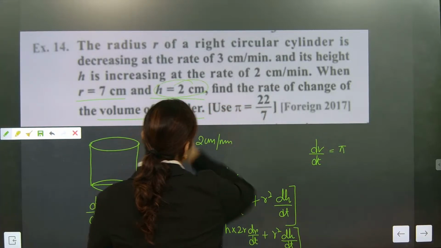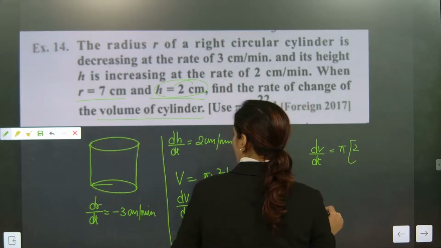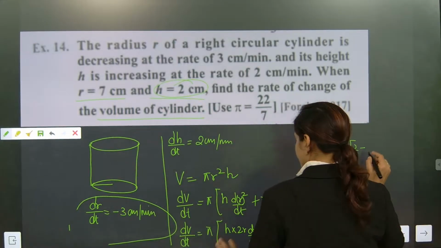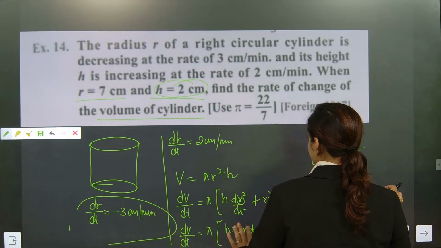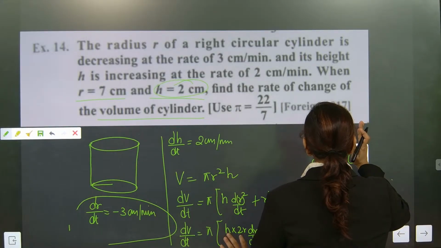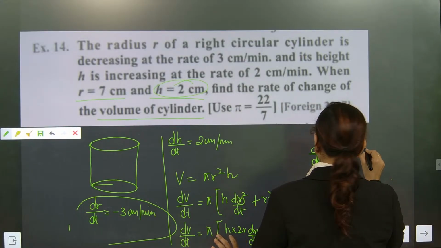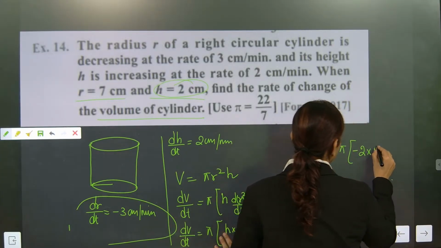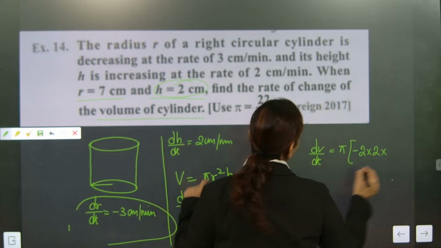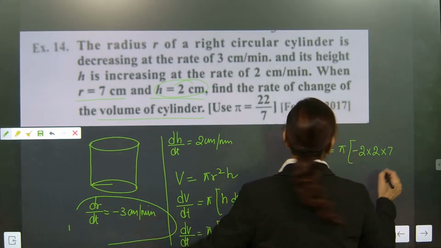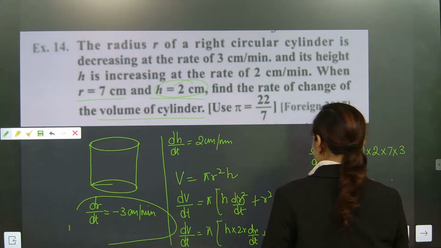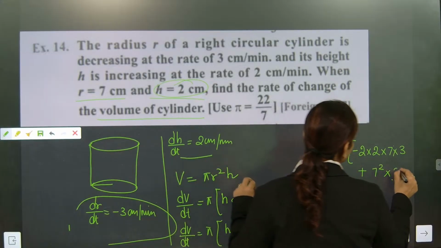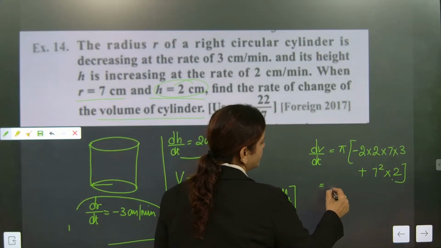What is h given? 2 centimeter. So 2 into what is r given? It will become 2r. R is reducing, so here it will become minus. After differentiation, dr by dt will give you minus now. So here h is height, which is 2. So minus 2 into h value, I have written again 2, into radius given is 7, into dr by dt is minus 3, so into 3, plus here r is given as 7, so 7 square into rate of change of height, which is 2. So this value is given, which means now we will be able to solve this part.